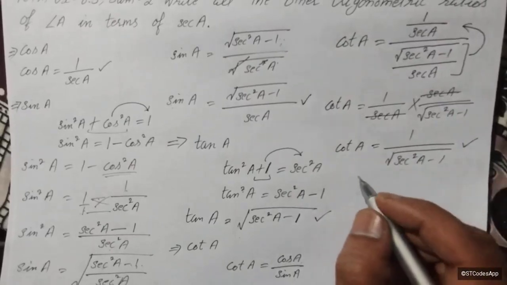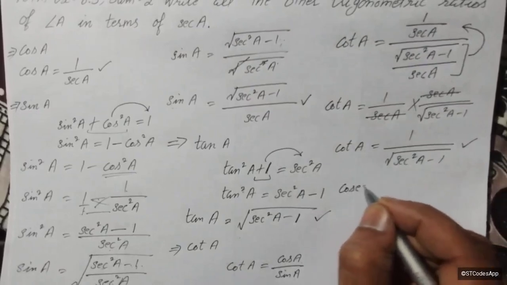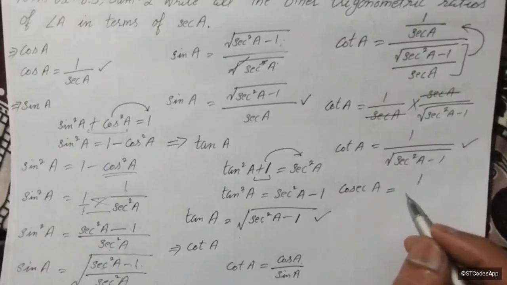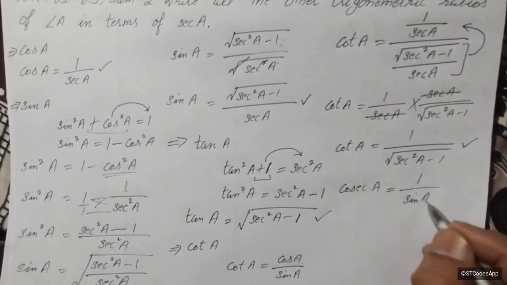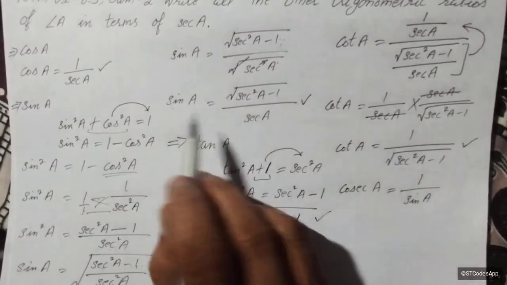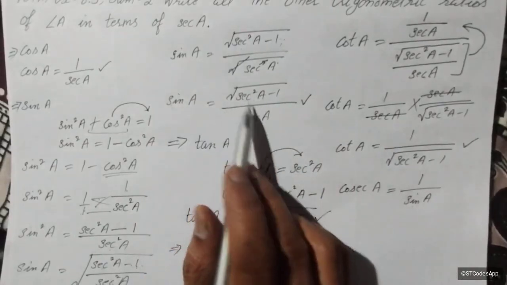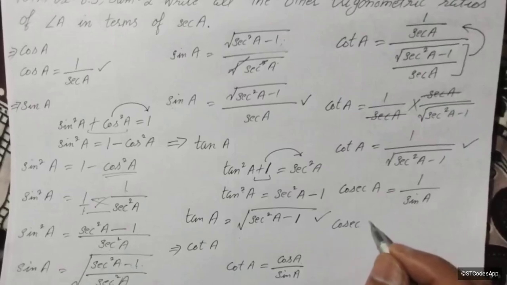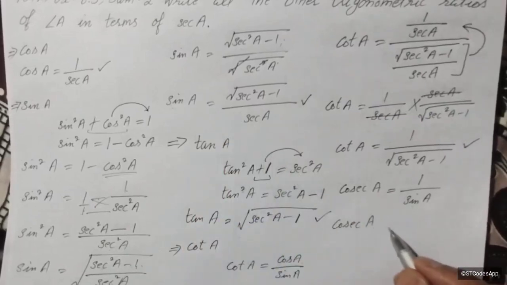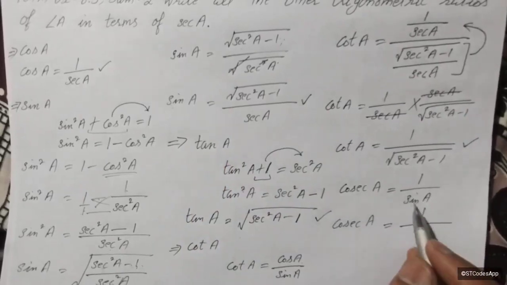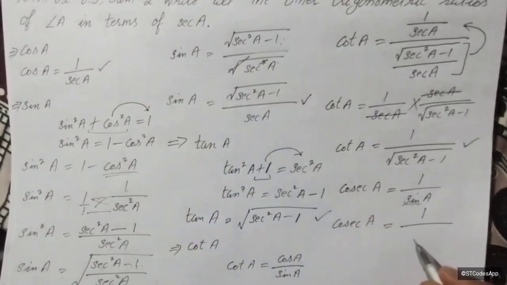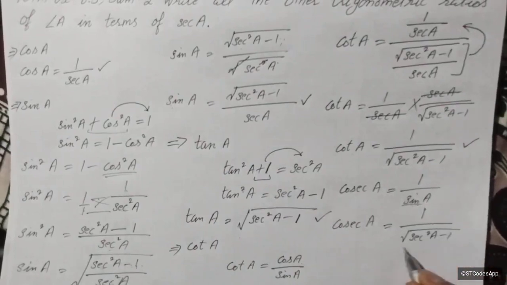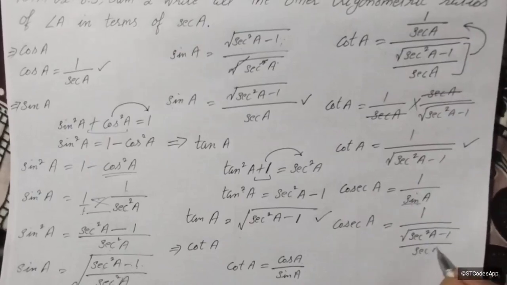Now the last one is cosec. Cosec A is equal to 1 upon sin A. We already calculated the value of sin A in the form of sec A, so we will write cosec in the form of sec A. So cosec A is equal to 1 upon the value of sin, this one. This we will fill: under root sec square A minus 1 divided by secant A.